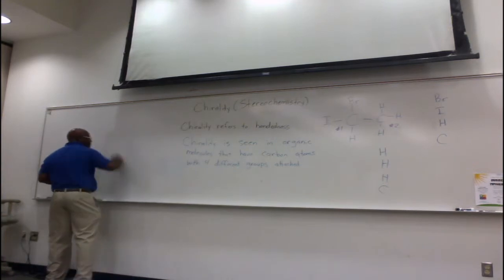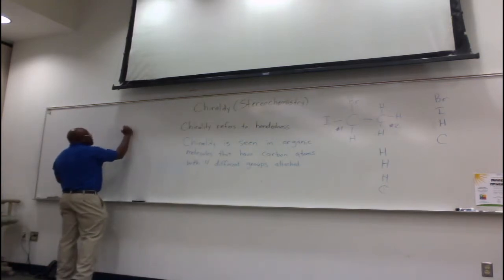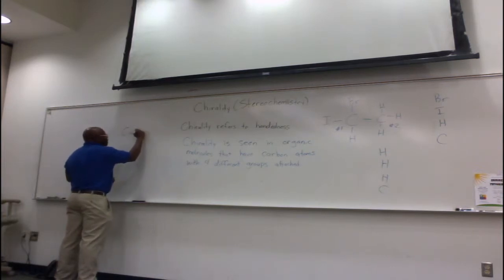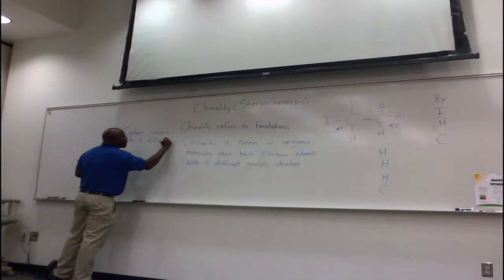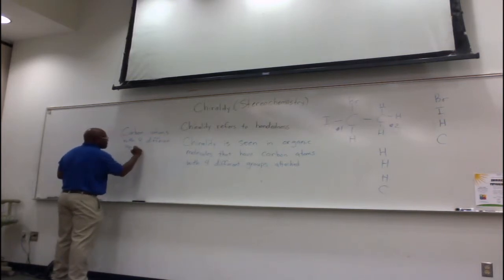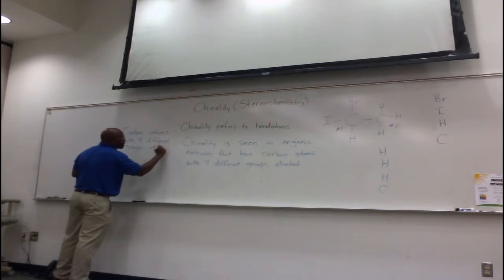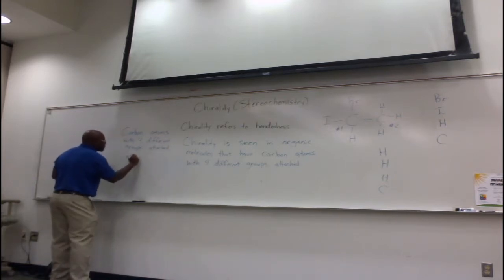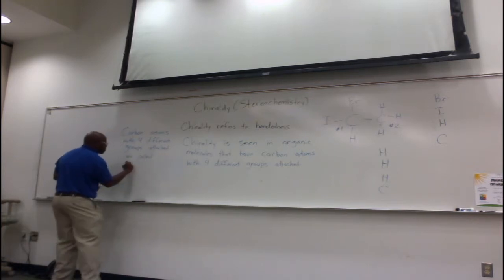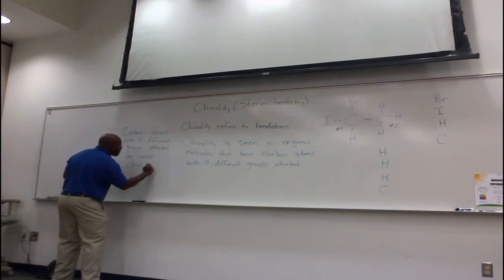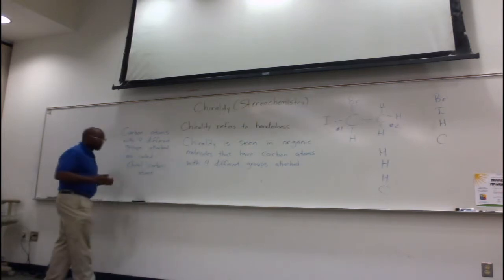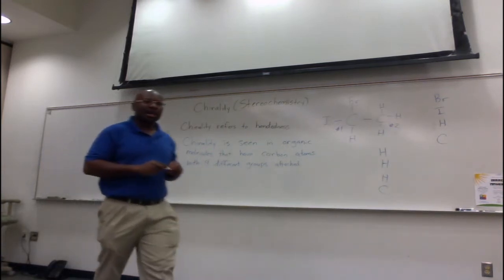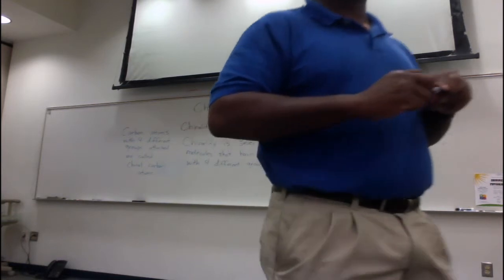Carbon atoms with 4 different groups attached are called chiral carbon atoms. So chiral carbon atoms are carbons with 4 different groups attached.